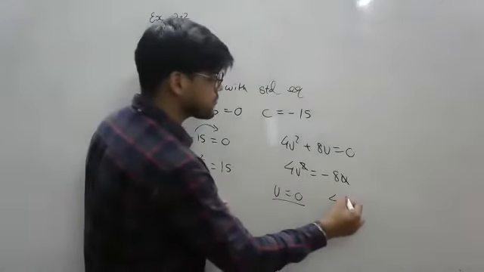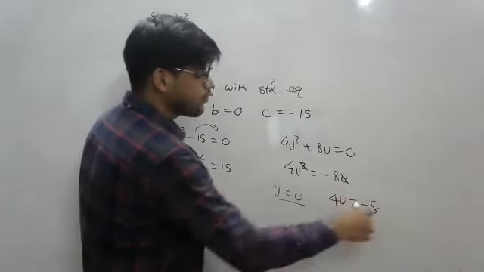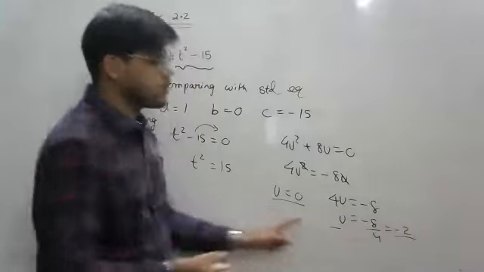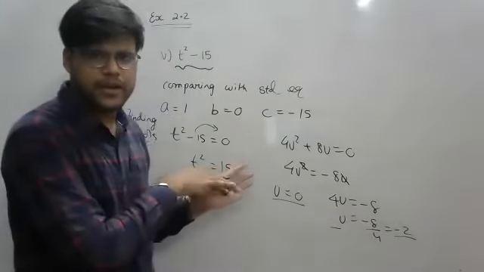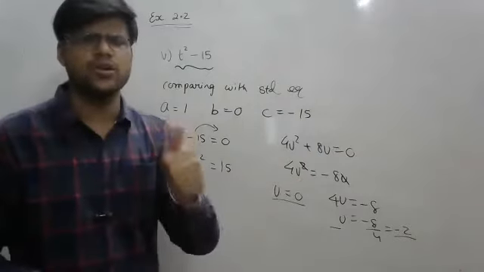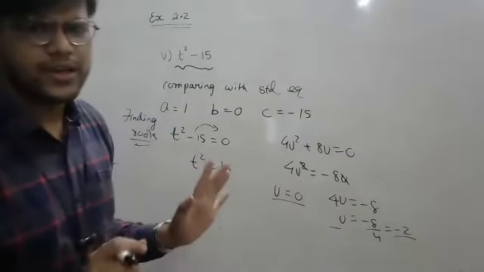Now the remaining term is 4u equals minus 8. 4 goes in division. Minus 8 by 4 is minus 2. So now again you are getting two values like we have done in the previous question. See, this is something extra. If you are understanding, good. If you are not understanding, no need to worry.